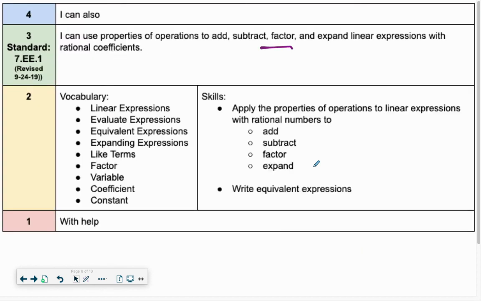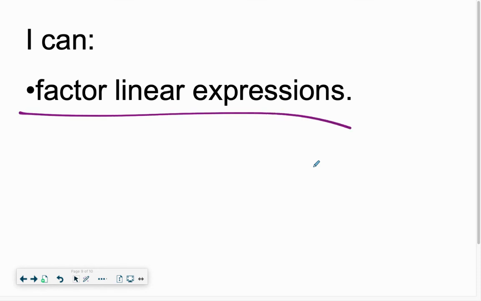Again, it's in our standard. It is one of our skills, and it is our vocab over there. That's why we are doing this. It's going to help us in our equations. It's going to help you in pre-algebra. It's going to help you in algebra and algebra 2. That's all I want to be able to do. It's to factor linear expressions.